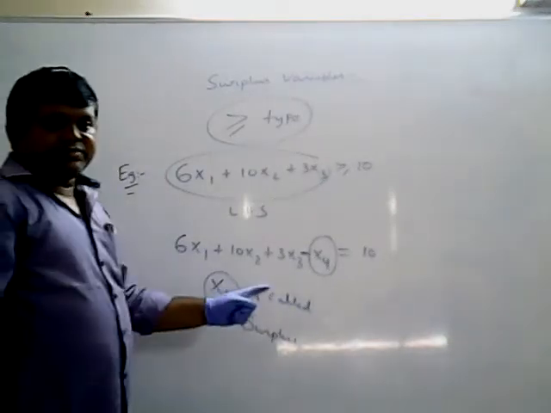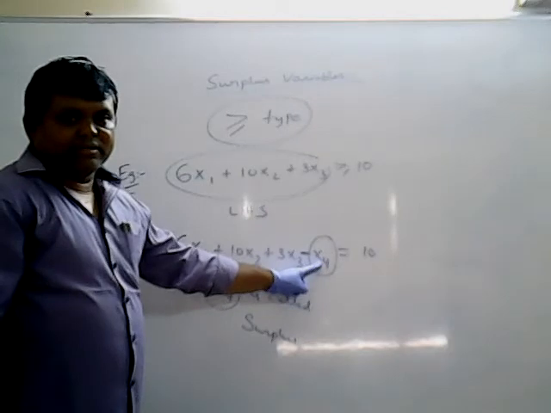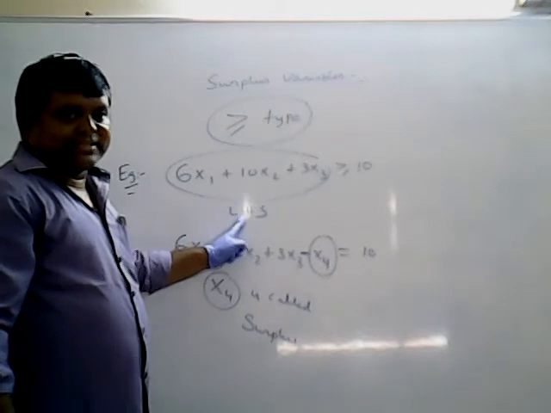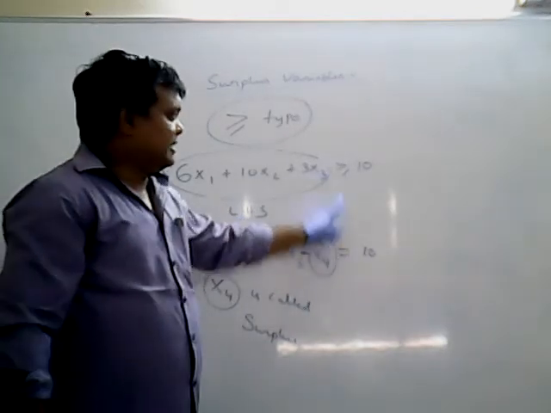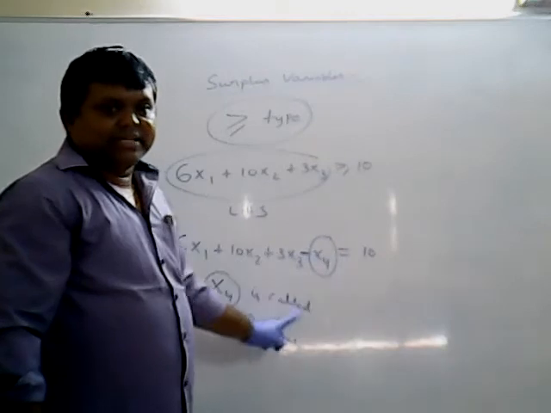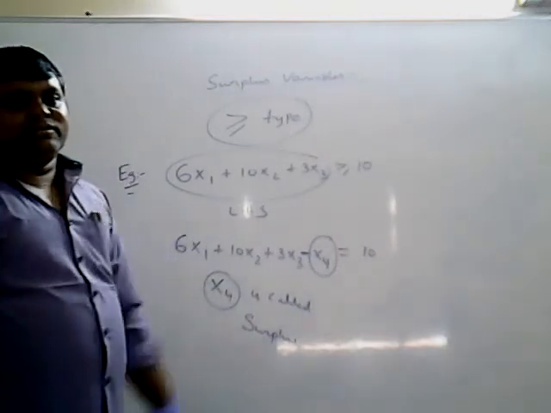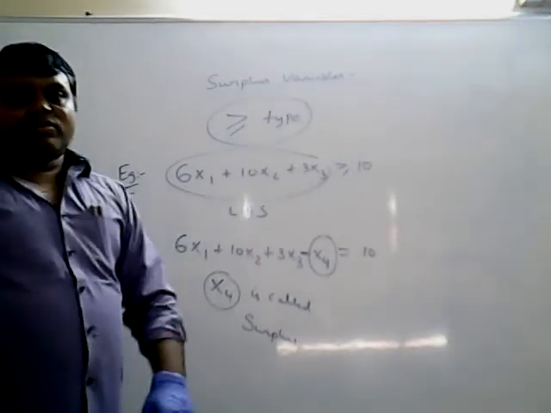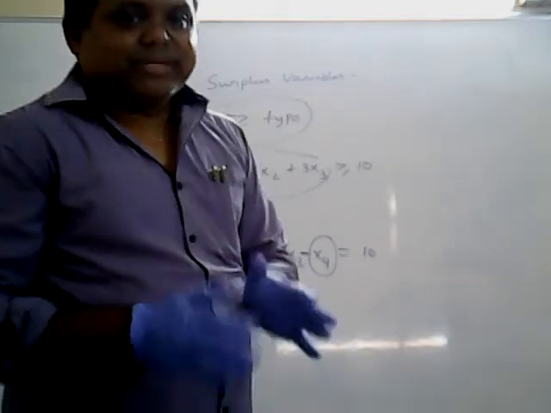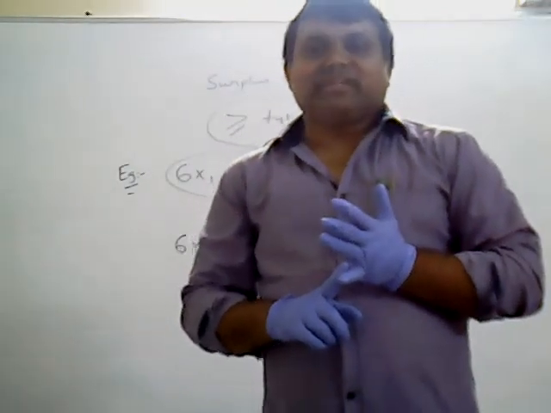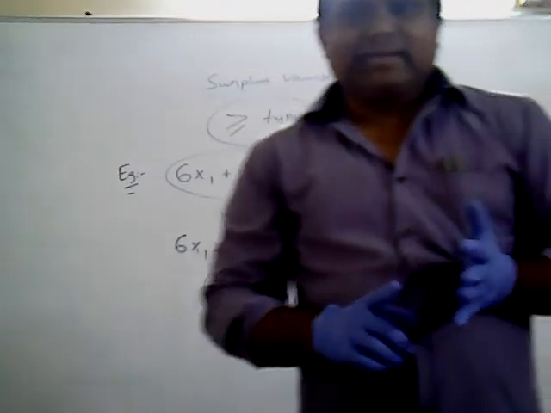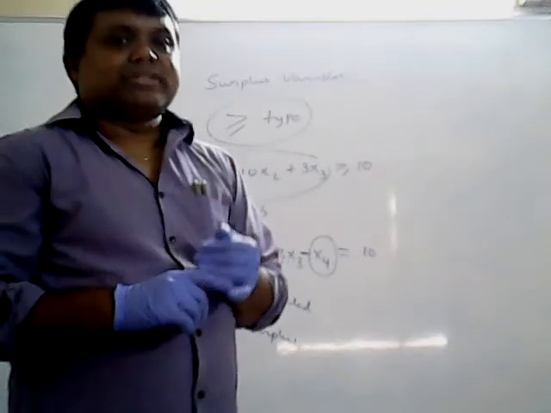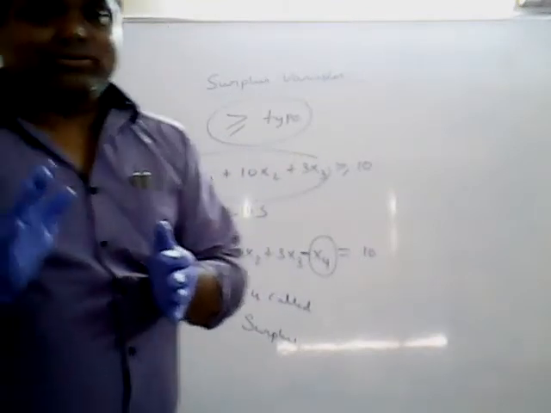Now you can write the definition. The non-negative variable which is subtracted from the LHS of the constraint to make it equality type is called surplus variable. So surplus variables are used only for greater than equal type constraints. Now all of you understood what I mean by slack variables and surplus variables. Slack variable is the non-negative variable which is added to the LHS of the constraint to make it equality type. Slack variables are used only for less than or equal to type constraints.